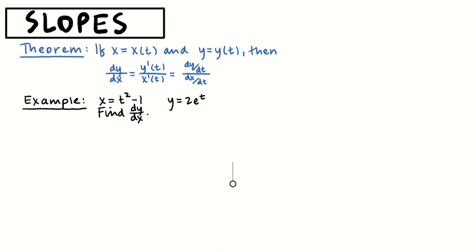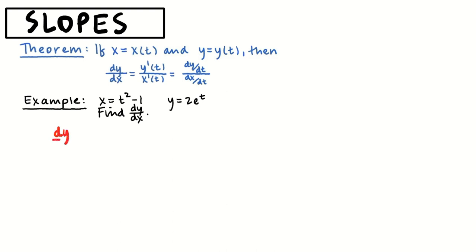So if we want to find the slope of the tangent line to one of these parametric equations, what we're going to do is find dy/dx by taking dy/dt and dividing it by dx/dt. Okay, it pretty much works like you would expect. What we need to do is just find dy/dt and dx/dt by taking the derivatives of y and x respectively.